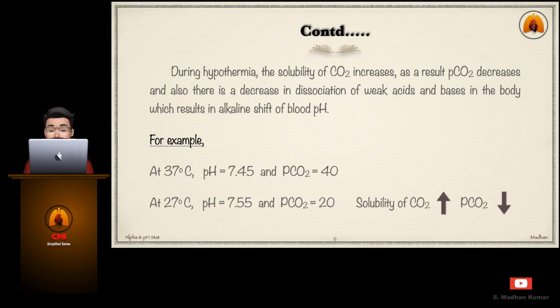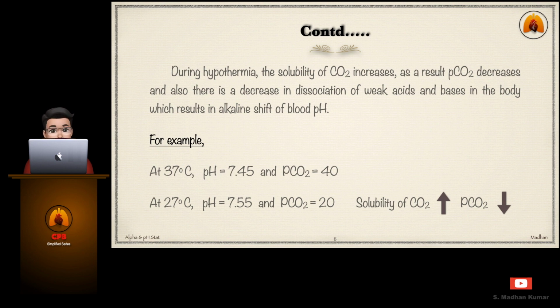During hypothermia, the solubility of carbon dioxide increases. As a result, PaCO2 decreases, and there is also a decrease in dissociation of weak acids and bases in the body, which results in an alkaline shift of blood pH.